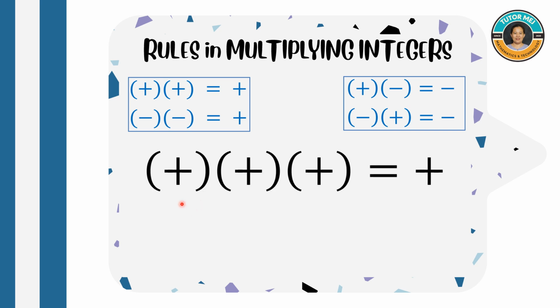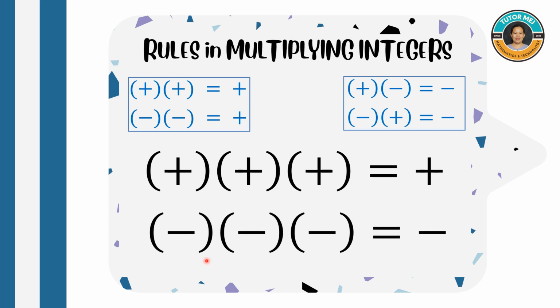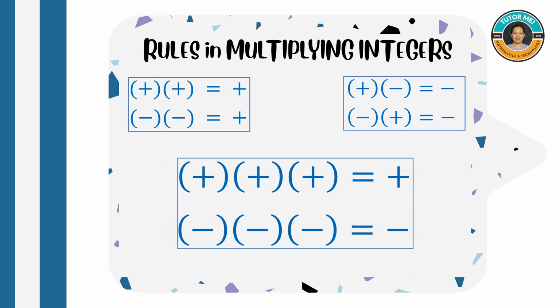What about if we have three integers to multiply? So positive times positive is positive. Positive times positive is positive. Negative times negative is positive. And then positive times negative is negative. In short, if we are multiplying three integers with the same sign, the result will be their common sign.